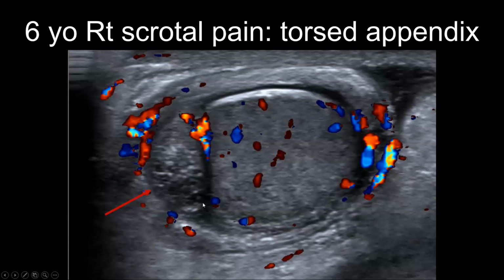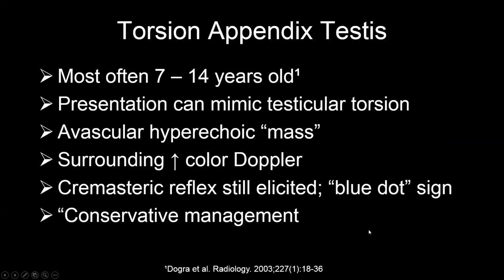And that pain due to torsion can be very severe. Usually, if we do see the little appendix testes, it's really small, like just a couple millimeters. But when it becomes torsed, it enlarges. So torsion of the appendix testes is predominantly a pediatric diagnosis, 7 to 14 years old. Presentation can mimic testicular torsion as far as the degree of pain. We see an avascular hyperechoic mass, which is the torsed appendix, and we can see a surrounding hypervascularity. In contrast to testicular torsion, the cremasteric reflex is still typically elicited, and you may have heard about the blue dot sign, which is what can be seen due to the torsed appendix. The important thing to remember is that the management is conservative. So this is an important diagnosis for us to make.